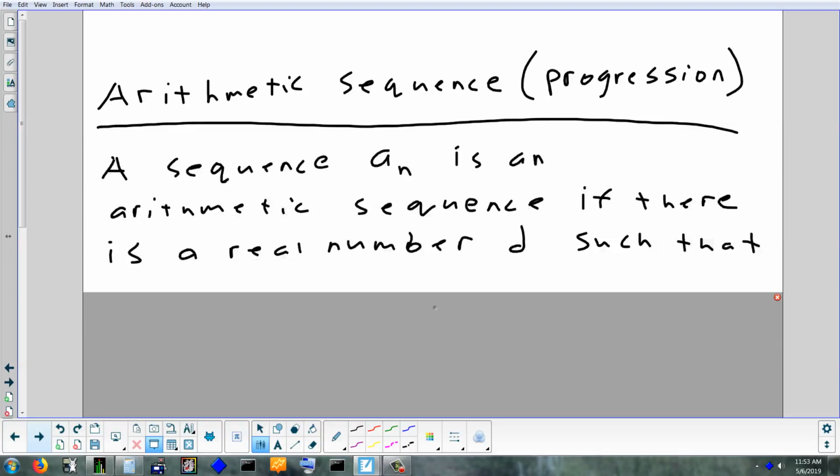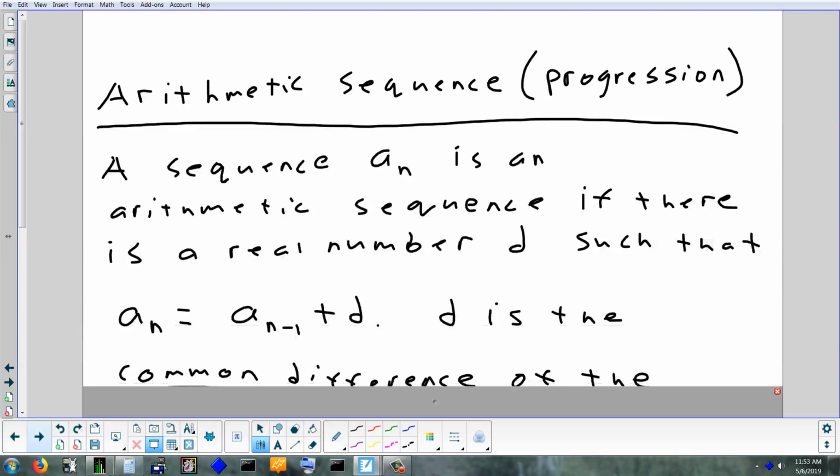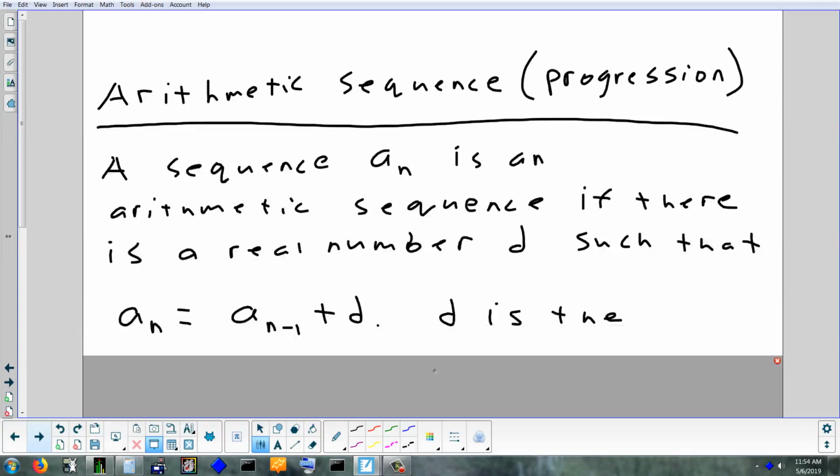All right, so last two things we'll talk about are two special sequences that have names. You've already seen both of them today. Arithmetic and Geometric. When you see the word sequence or progression, it means the same thing. So an arithmetic sequence, kind of the big idea, it's a sequence where you add to get to the next number. So there's some number, which I'm calling D, that you can add to the term before and get the next term.